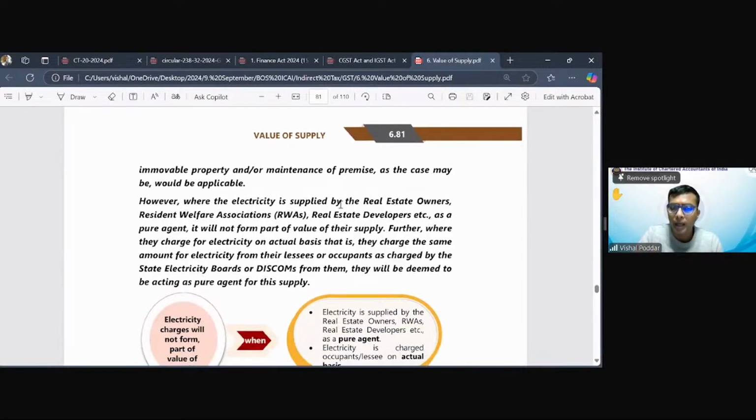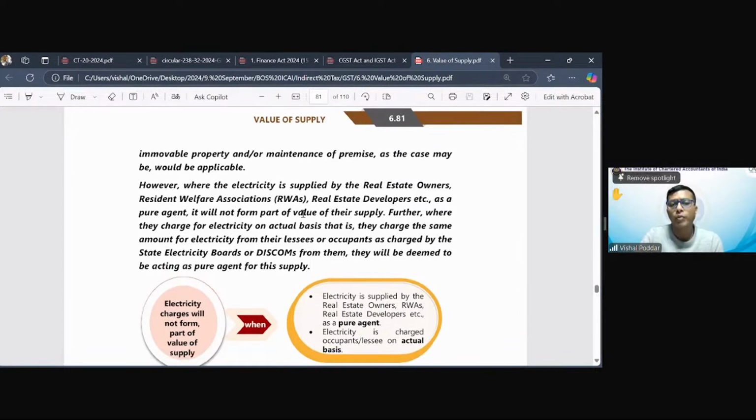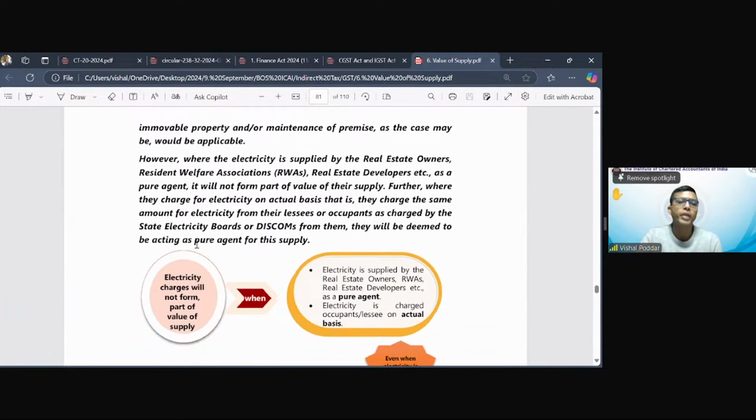However, where the electricity is supplied by the real estate owner or RWA developer as a pure agent, it will not form part of the value of their supply. Further, where they charge for electricity on an actual basis, that is, they charge the same amount from the leasing occupant as charged by the state electricity boards, they will be deemed to be acting as a pure agent.